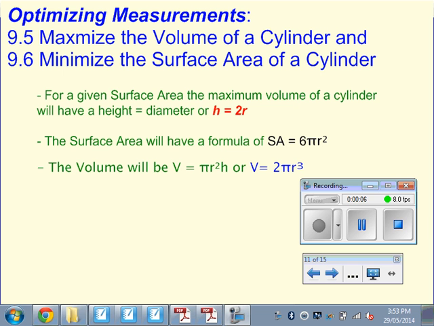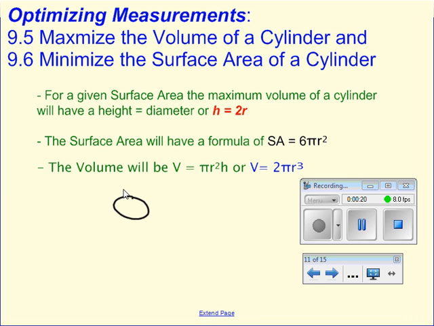9.5, maximize the volume of a cylinder, and 9.6, minimizing the surface area of a cylinder. Now, a cylinder is essentially a can, like a Coke can or a can of tennis balls, any sort of can that's circular on top and then kind of flat around the middle.